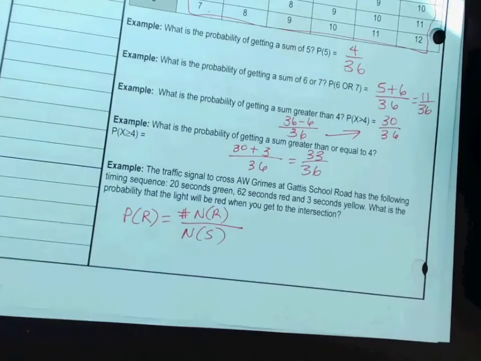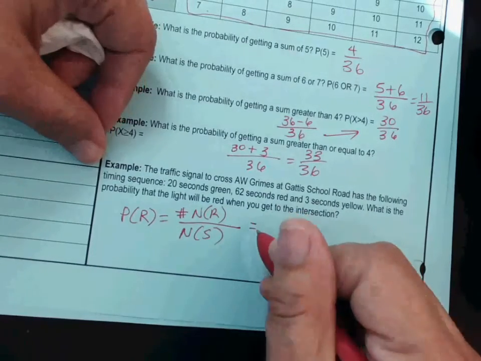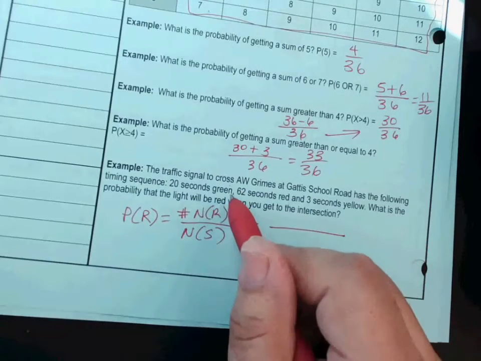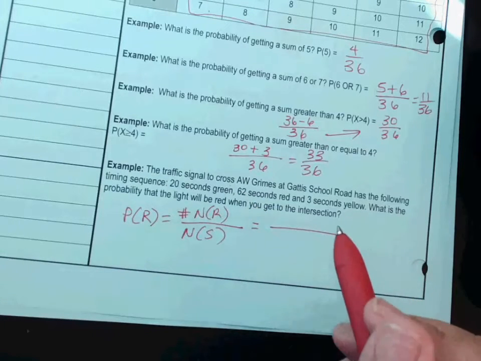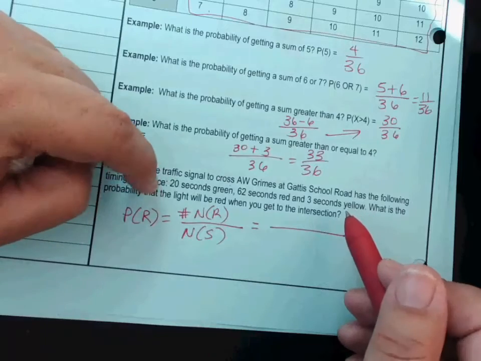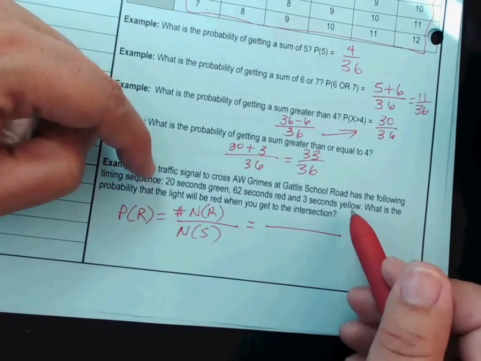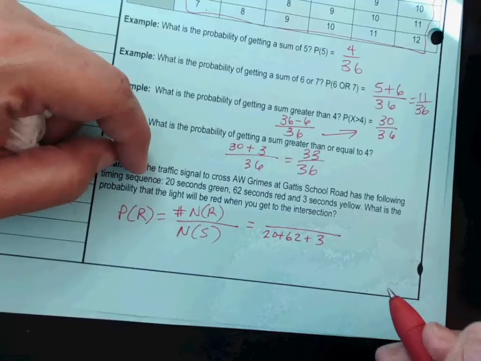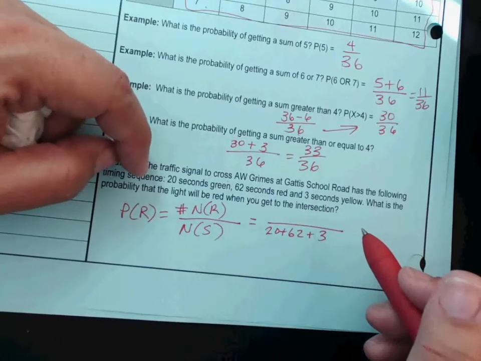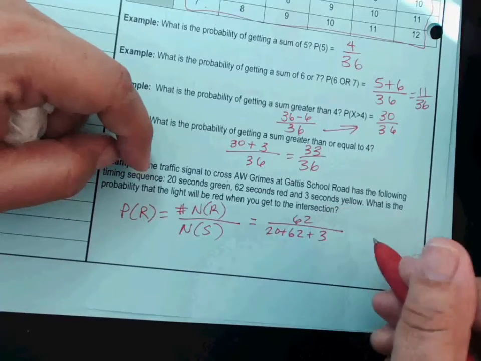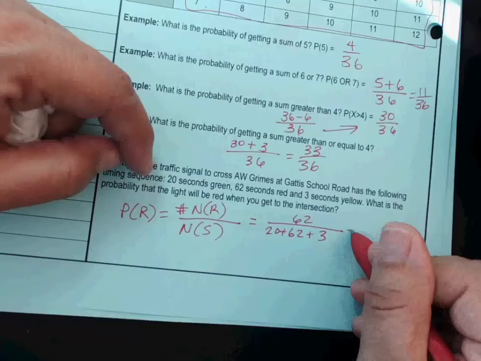Now, for time, what we can do is we can say, okay, we want a traffic signal to cross A.W. Grimes at Gallows Road, which has the following timing sequence: 20 seconds of green, 62 seconds of red, and 3 seconds of yellow. So let's say you come randomly in somewhere in this time frame. Well, what's the total time? It's 20 plus 62 plus 3. Okay, and what is the probability the light will be red? Well, how many seconds is the light red? 62. So your answer is 62 out of 85.